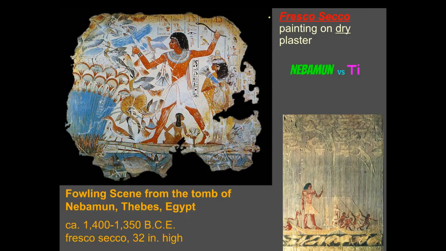Okay, we are also seeing, here's painting within Egypt. We're seeing the construction of what's called dry fresco or fresco secco. So fresco is basically painting on plaster. True fresco or buon fresco would be painting on wet plaster. But this is painting on dry plaster.